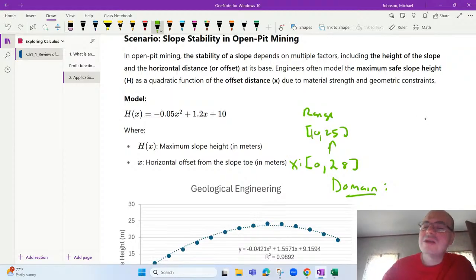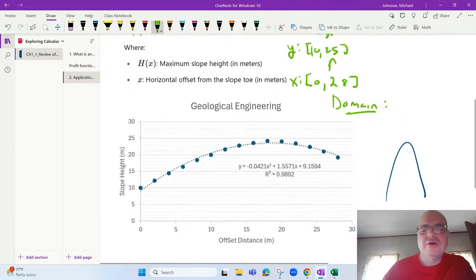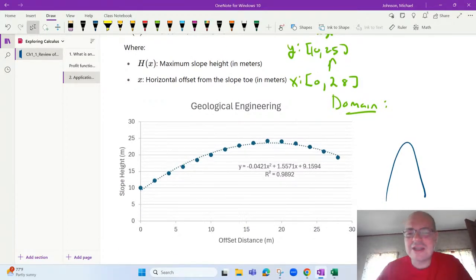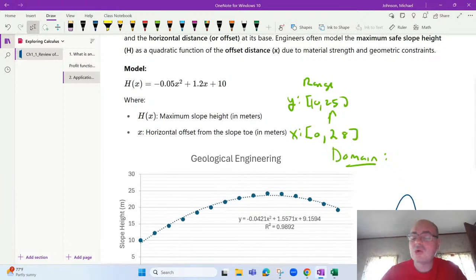So the domain is the possible inputs. And I say 0. We did have some offset distance 0 in our data. So we could plug in values of 0 to 28, and we're using data from 0 to 28 to come up with our range of values, which is between 10 and 25. And one value maps to the other.